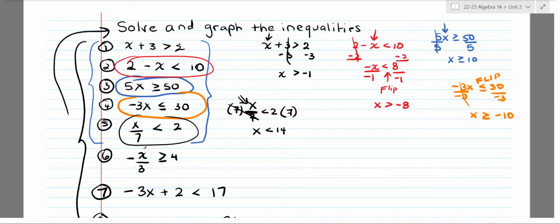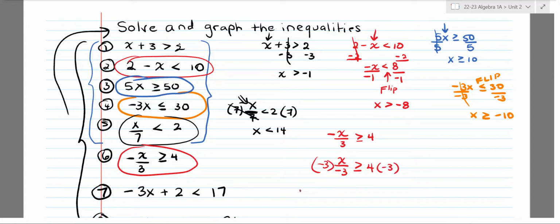Okay, this one, negative x over 3 greater than or equal to 4. Remember, when you have this, you have to make sure that you understand this is x divided by negative 3. And when you do that, it's a little bit easier because that means you multiply both sides by negative 3. But when we multiply by a negative, this has to flip. So then we get x less than or equal to negative 12.